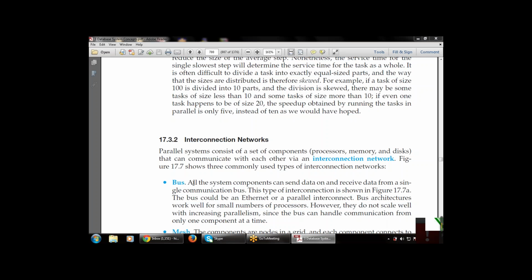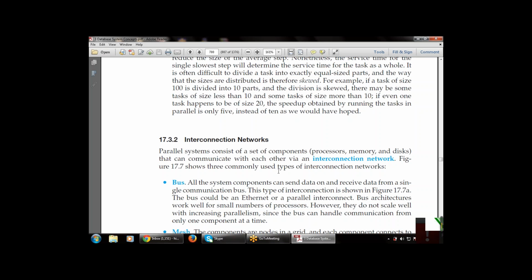But before this, let's take a quick review of what we covered in the last class. In the last class we discussed the interconnection of the network, that is how different networks are interconnected with each other, how different computers communicate with each other. A parallel system consists of a set of computers that can communicate with each other via an interconnection network.